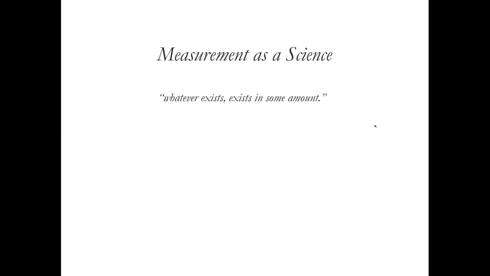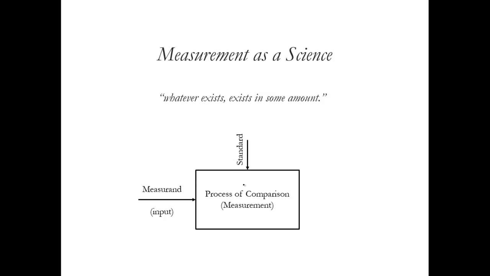Now, measurement as a science. They say whatever exists, exists in some amount. Now we have the measurement input, something we want to measure: position, velocity, acceleration, volume, weight, temperature, sound, wind speed, forces, pressure, and other such quantities. We have standards that are ready with us. We compare against them, the process of comparison is the measurement, and then we have the result. This is the fundamental measuring process.